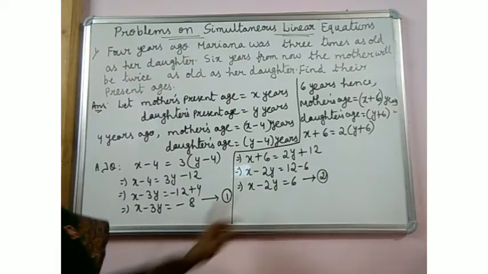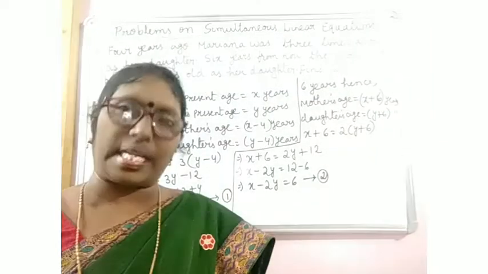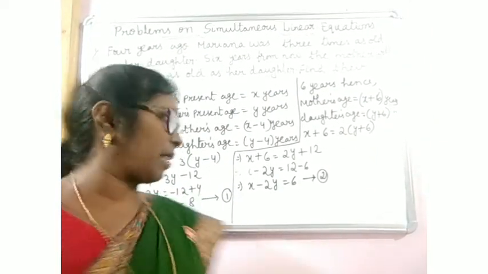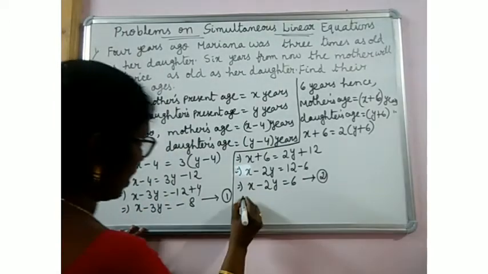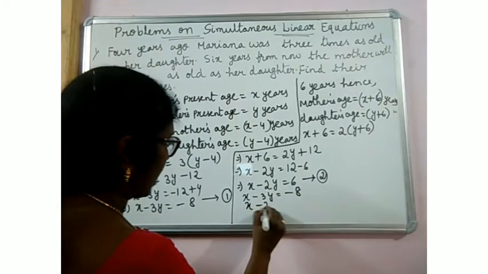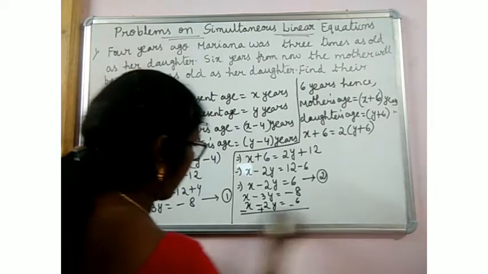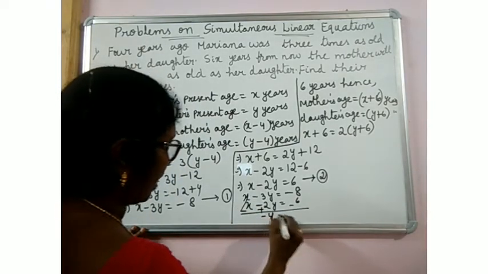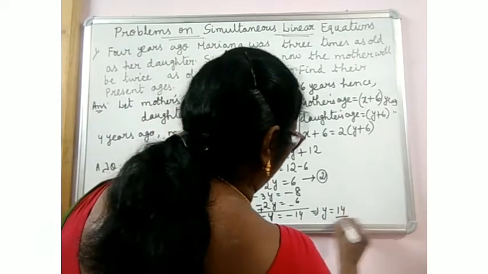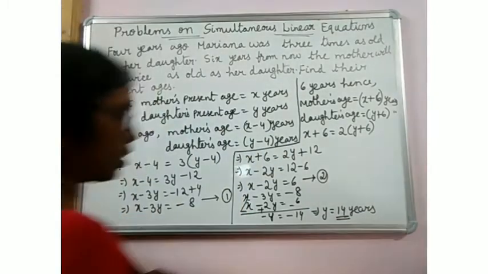Now we got two simultaneous equations. Let us solve them to find the values of X and Y, which give us mother's age and daughter's age. So this is X minus 3Y is equal to minus 8, and X minus 2Y is equal to 6. If you subtract, you will get minus Y equal to minus 14. That implies Y is equal to 14. Daughter's age is 14 years.